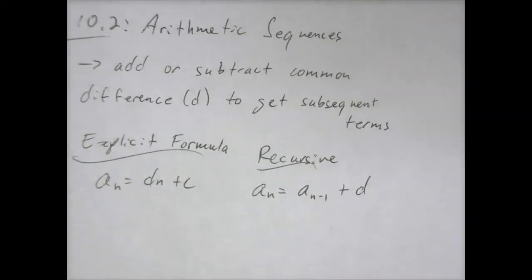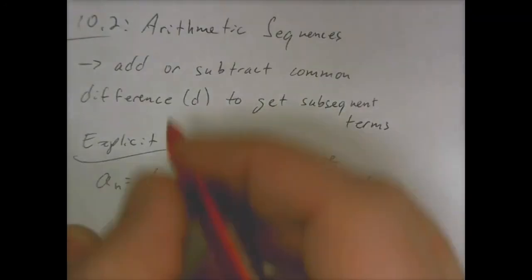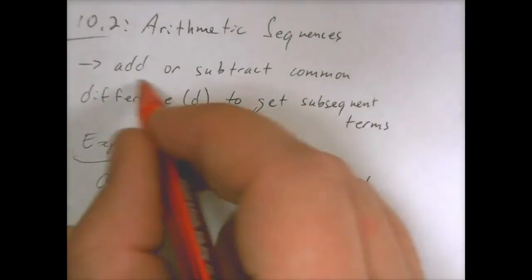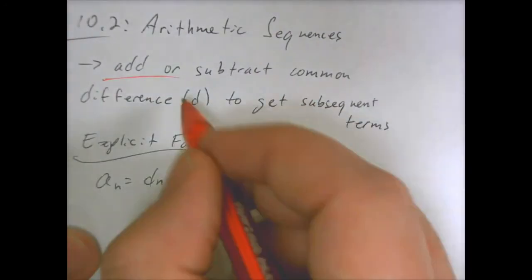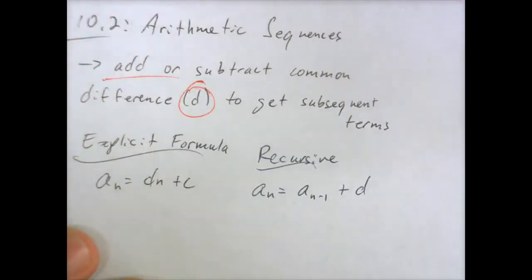In this video I'm going to be talking about section 10.2, arithmetic sequences. So in 10.1 you learned about sequences and series, and that you do something to get to the next term, and the thing that you do is always common. You have some rule in order to get to the next term in your sequence. For arithmetic sequences, there is a specific rule: we are adding or subtracting the common difference. The common difference is called d, to get subsequent terms.